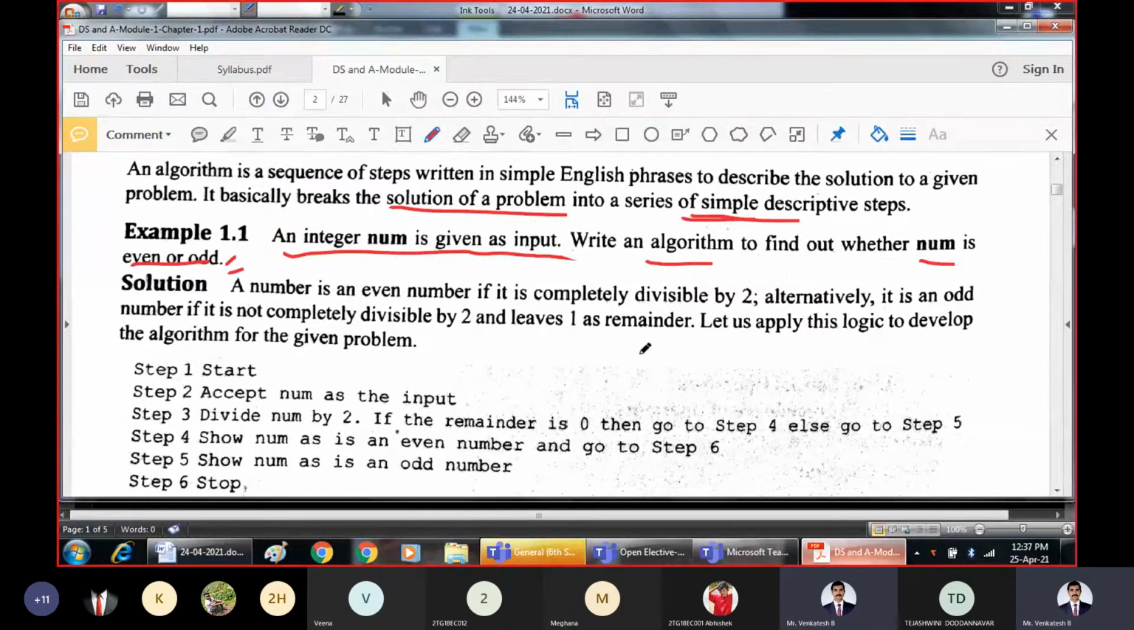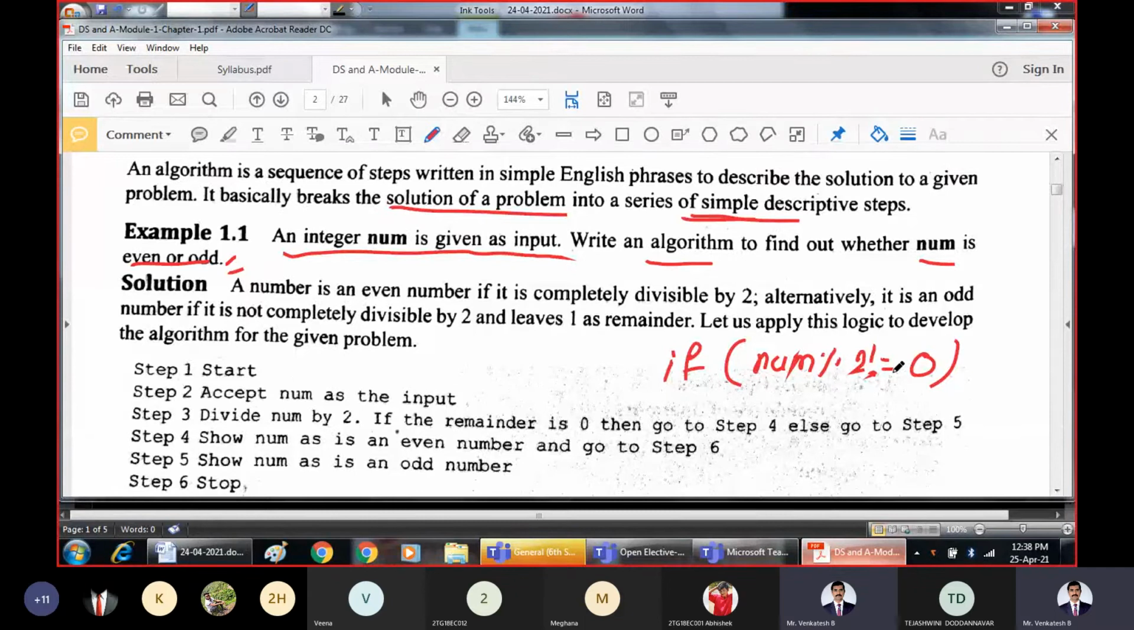So we know that a number is an even number if its modulo 2 is equal to 0. This is the condition for an even number. So the procedure to find whether the number is even or odd: if the number is divided by 2 and we get a remainder of 0, then it is called an even number. If it is not equal to 0, then it is an odd number.